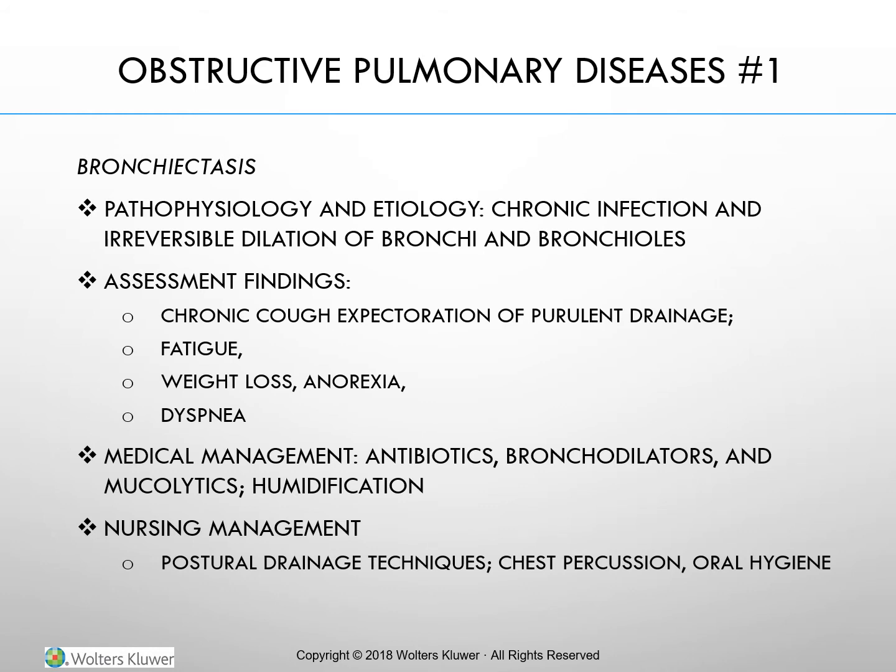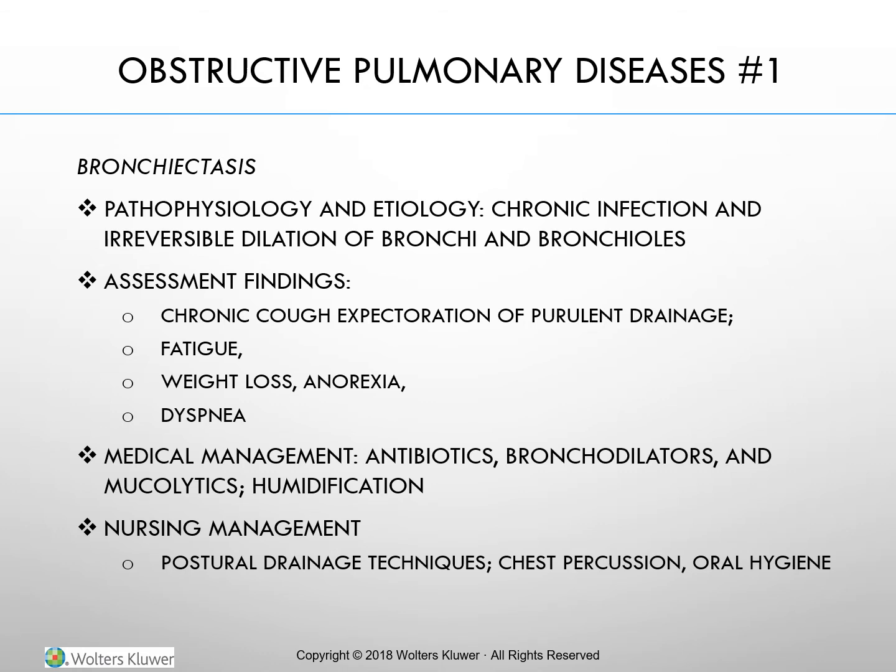CT scans, which show bronchial dilation, provide an early and definitive diagnosis and differentiate bronchiectasis from bronchitis. Chest x-ray and bronchoscopy may be done also to demonstrate the increased size of the bronchioles, possible areas of atelectasis, and changes in the pulmonary tissue. Sputum culture and sensitivity tests identify causative microorganisms and effective antibiotics to control the infection. Pulmonary function studies also may be done.